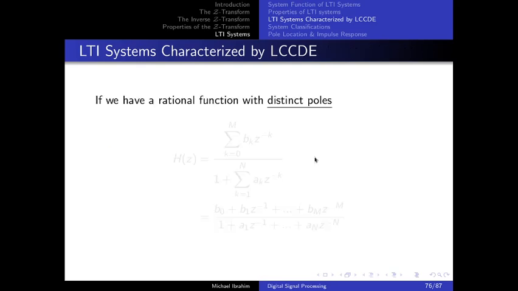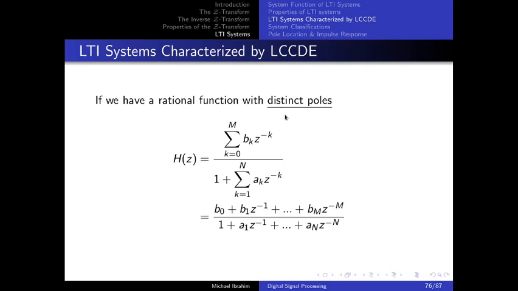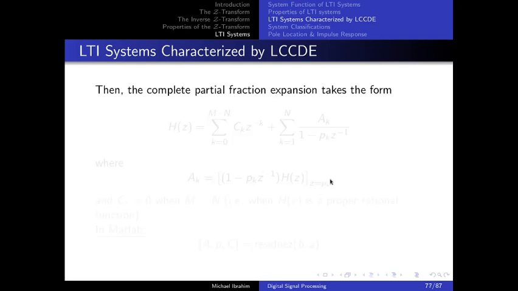Okay, so now if we have a rational function with distinct poles, so basically distinct poles mean poles that are different, there are no repeated poles, this would be the form we have. H of z is a summation of bk z to the power minus k over 1 plus a summation of ak z to the power minus k, and by the way, bk are called the feed-forward coefficients and ak are called the feedback coefficients. So we will get this rational function, a ratio between two polynomials.